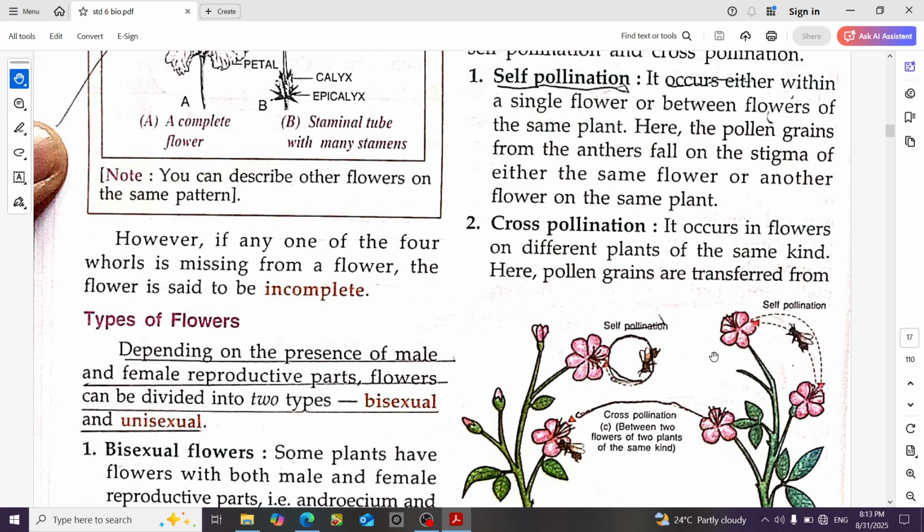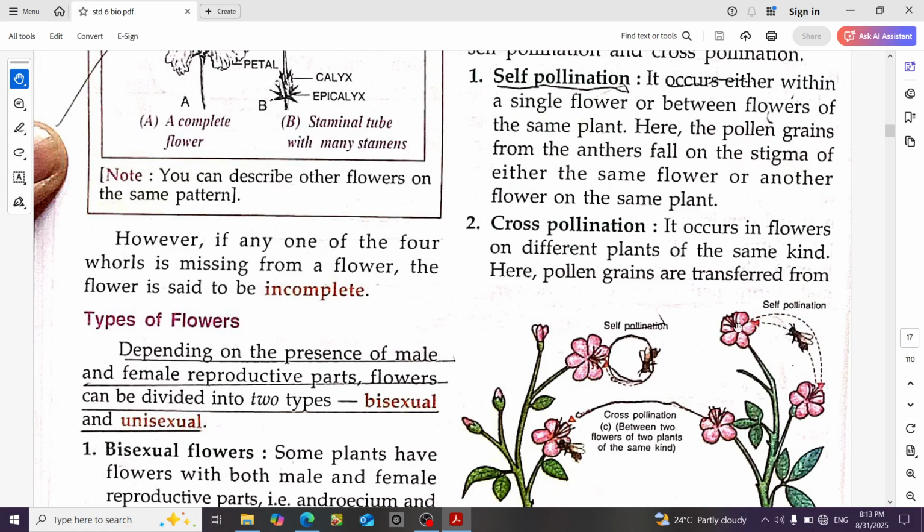So remember the two types. Self-pollination: this plant is there, this leaf, flower, and this male part, that is a pollen grain, falls on the female part, that is the gynoecium, stigma, style, ovary. Self-pollination occurs. It can be between two flowers of the same plant or it can be the same flower.